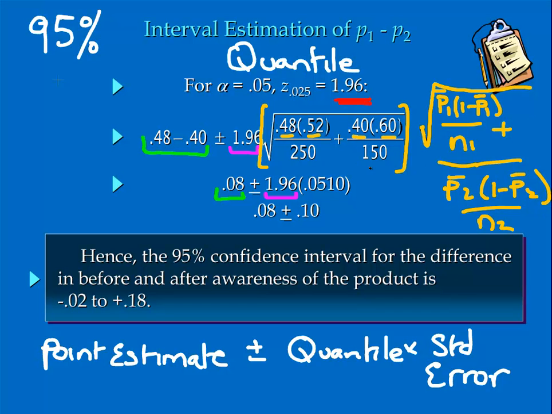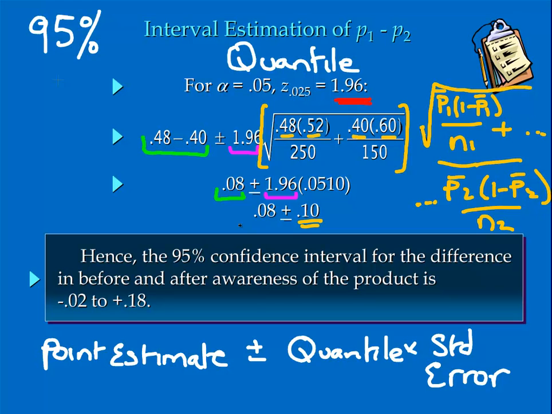I've written it over 2 lines. When we put in the numbers 0.48 and 0.40, this is what we get. This is just a bit of calculator work. Once you've worked it out, you should find that the answer is 0.0510. Multiply that by 1.96, and you get an answer of 0.10.